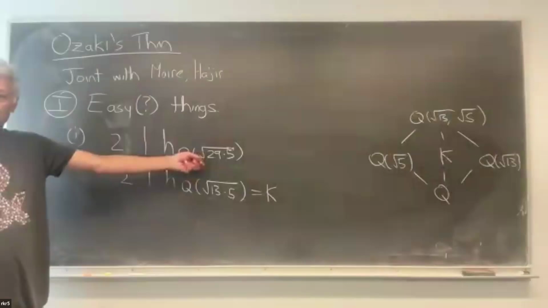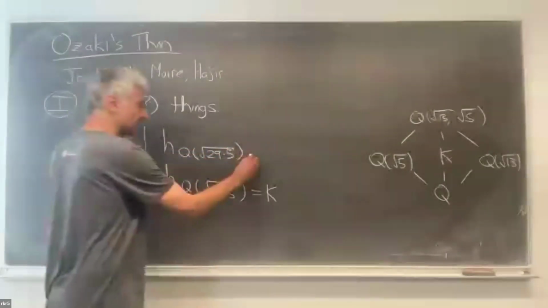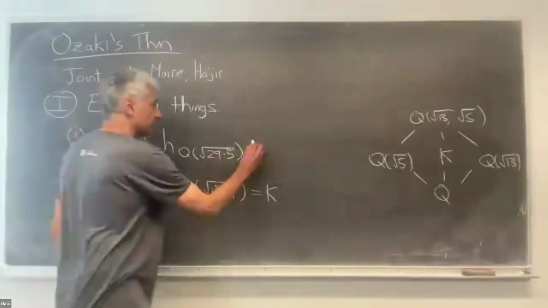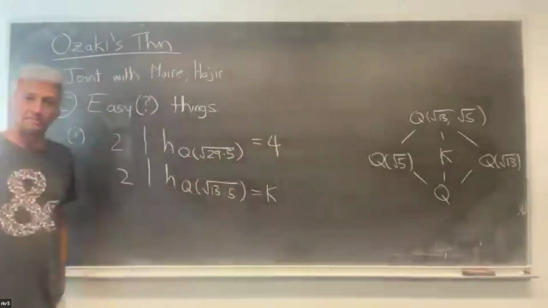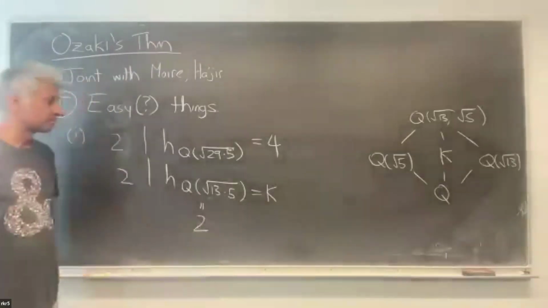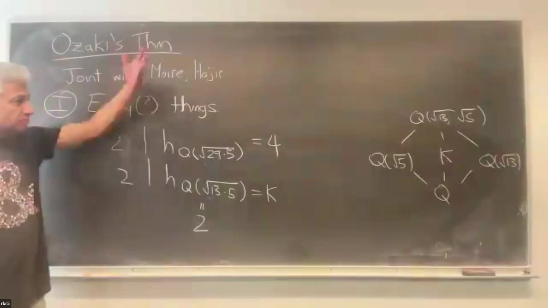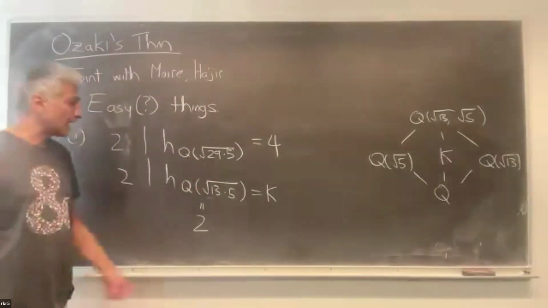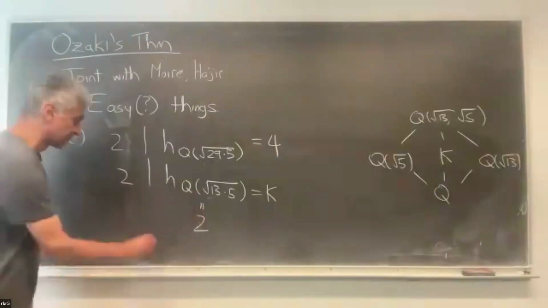And the same thing works with 29. But in fact, this class number is 4, and this class number is 2. So why the difference? And let me prove that this class number is 2.